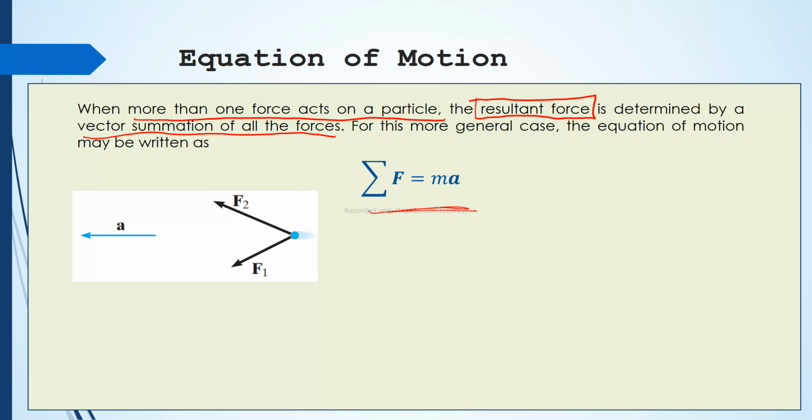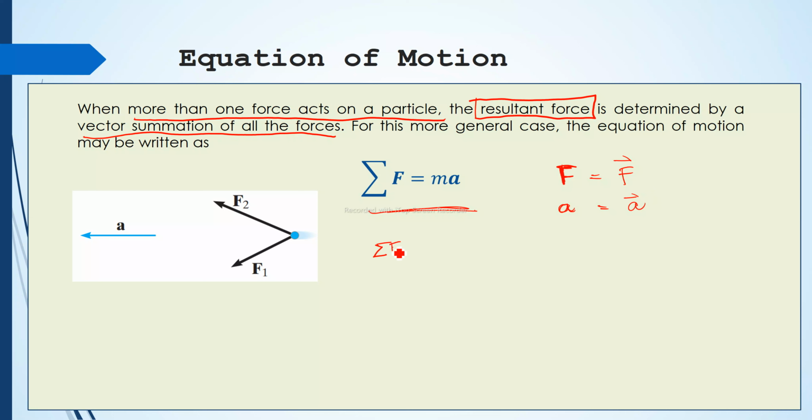So if there are more than one force acting on a particle, now we have a vector force. If you notice, that is written in bold letter F, it denotes a vector force. A bold letter A denotes a vector acceleration. So if more than one force acts on a particle, you just get the resultant force.